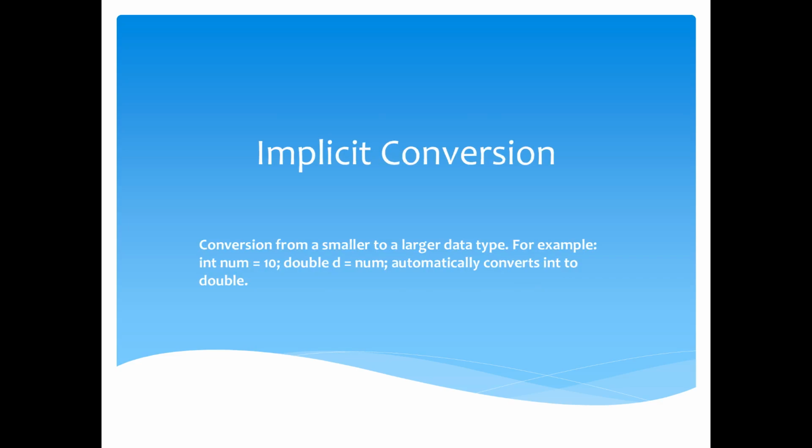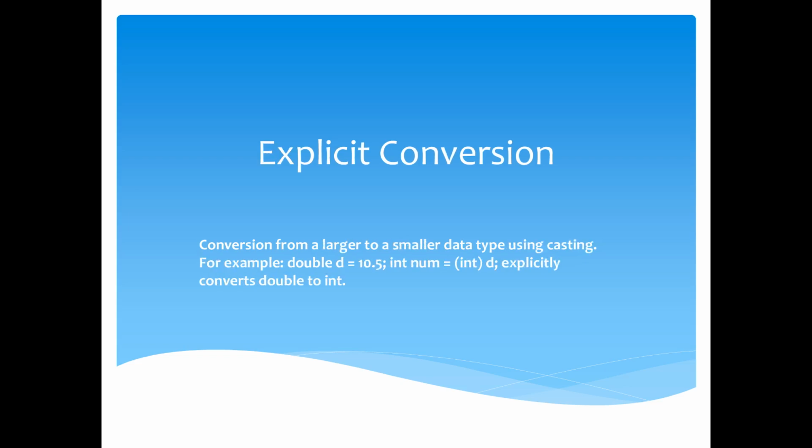Implicit conversion. Conversion from a smaller to a larger data type. For example, int num = 10. double d = num automatically converts int to double. Explicit conversion. Conversion from a larger to a smaller data type using casting. For example, double d = 10.5, int num = (int) d. Explicitly converts double to int.